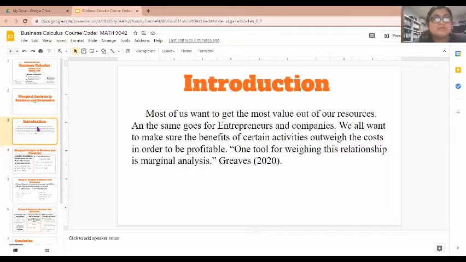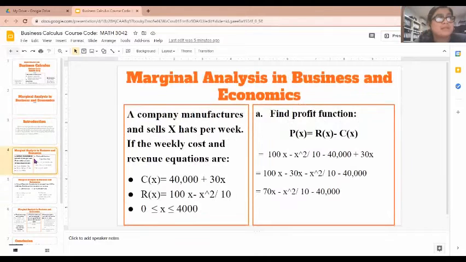Most of us want to get the most value out of our resources. And the same goes for entrepreneurs and companies. We all want to make sure the benefit of certain activities outweighs the costs in order to be profitable. One tool for weighing this relationship is marginal analysis.